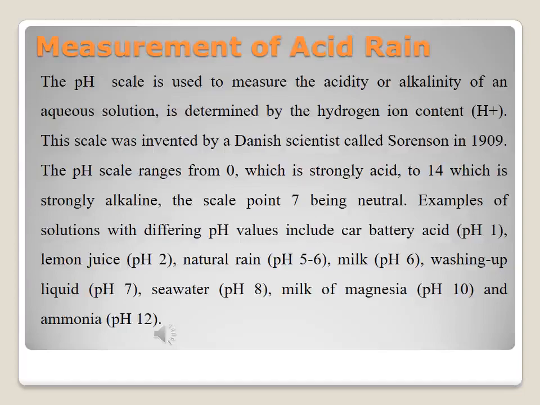Let's have some examples with different pH values, including carboxylic acid at pH 1, lemon juice having pH 2, natural rain with a pH range between 5 to 6, milk pH 6, washing up liquid pH 7, seawater pH 8, milk of magnesia pH 10, and ammonia with a pH around 12.